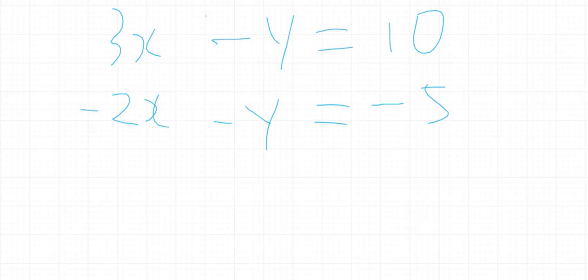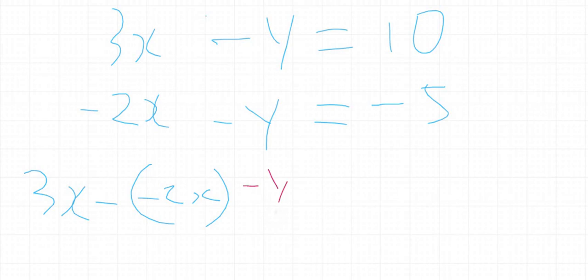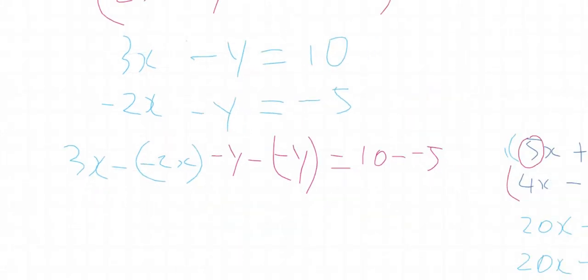Alright, so let's look at it. We subtract equation 4 from equation 3. So we have 3x minus negative 2x, and then negative y minus negative y, and so we actually have 2 negatives clashing. And then we say 10 minus negative 5. So we just simplify. These 2 negatives clashing becomes a positive.